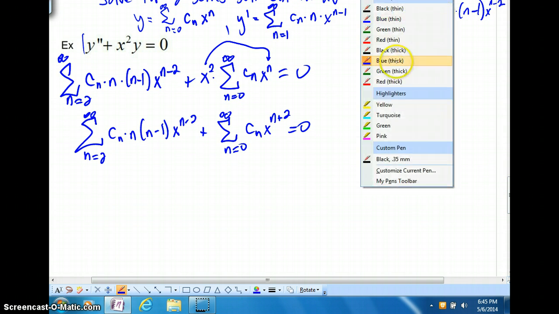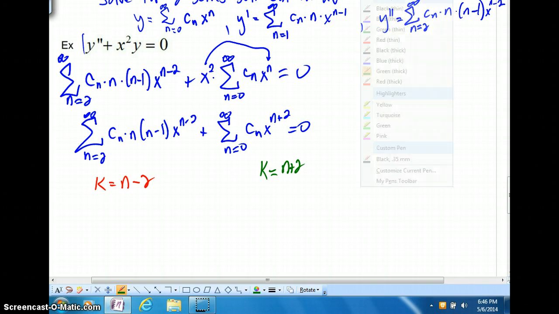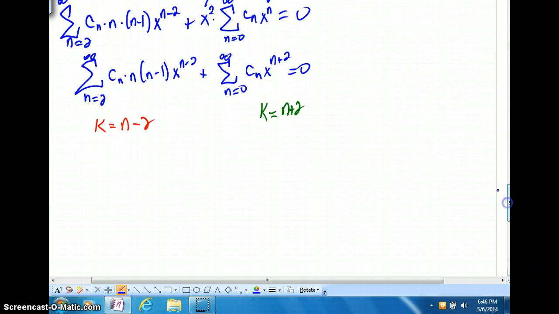Well, the name of the game here is re-indexing. This is k equals n minus 2. That's what I'd like my new power of x to be. Over here I'd like k to equal n plus 2. And my goodness, as we work through that, we'll have a new series. Hopefully one that's easier to work with.